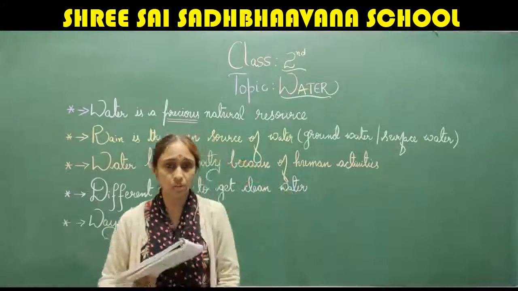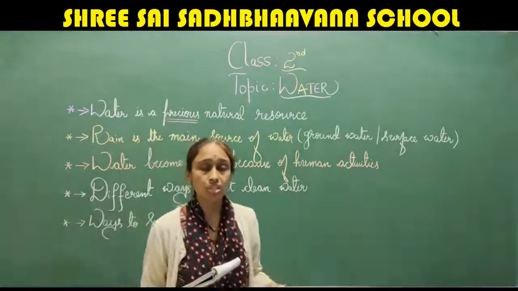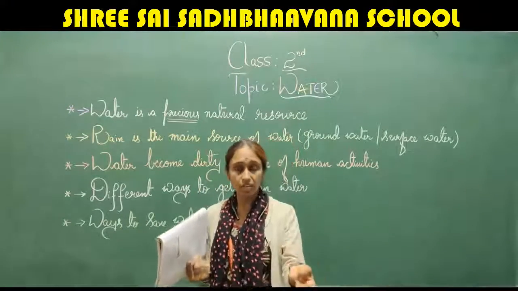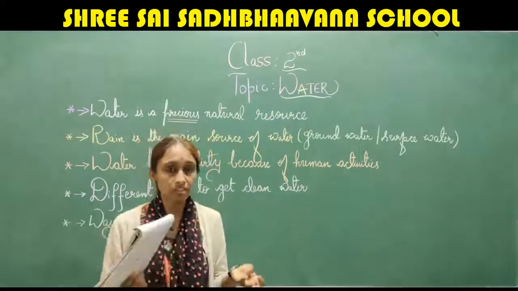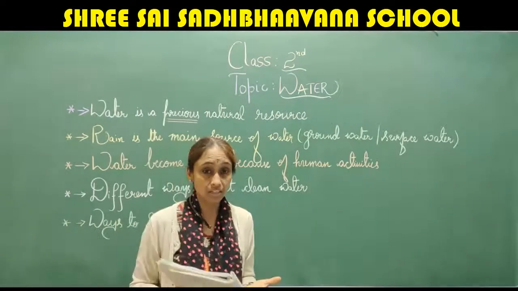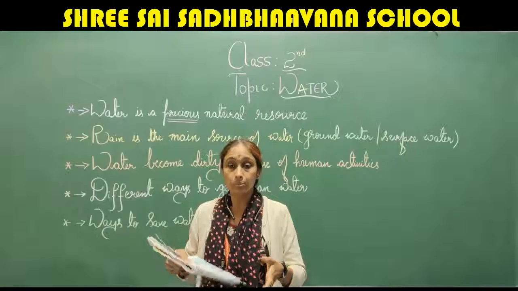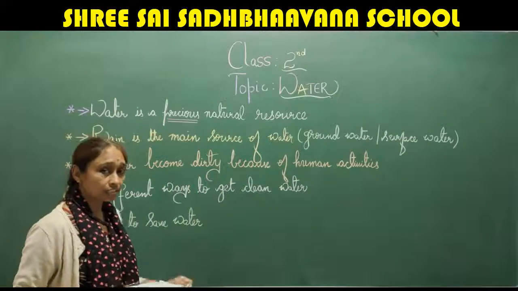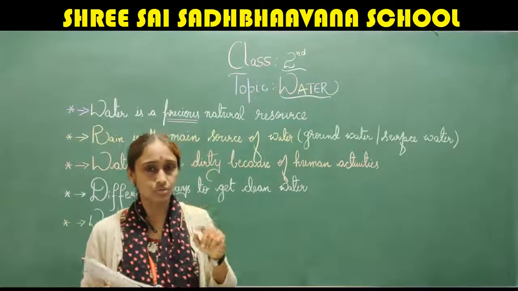What do you mean by natural resource? Apart from water, can you name a few things that are natural resources that we are getting? Yes, we have sun, air, right? From the sun we get heat and light, and air is very important to survive, which we breathe. So what we get from nature is called natural resources.